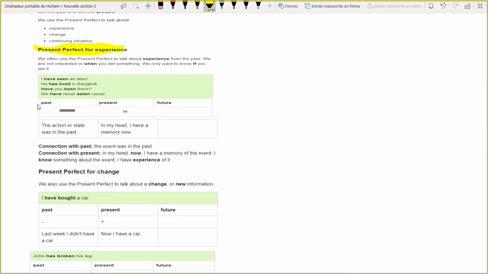Right. So just to explain the table, you have these actions that I talked about, such as "I have seen an alien" and so on, that happened in the past, but we don't know exactly when. The action or state was in the past, and the only relationship you have between that action and the present time. In case you don't know the difference between the present time and the present tense, I advise you to check my previous videos about grammar. I have made this distinction.